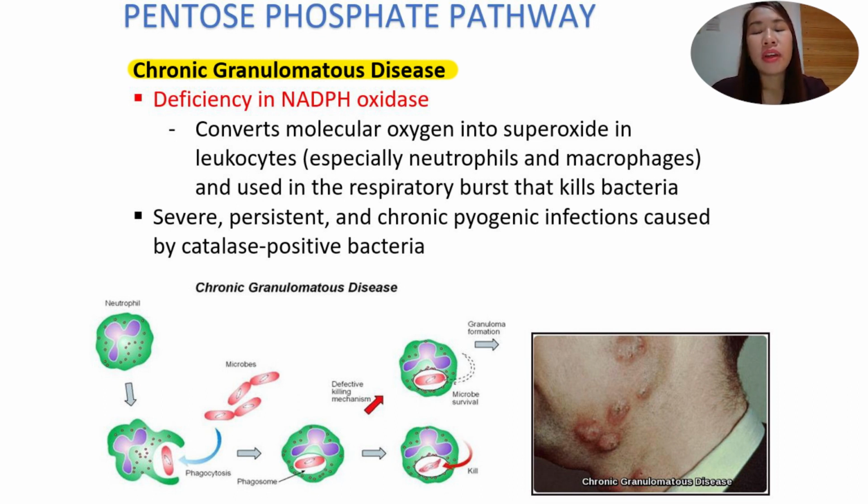The white blood cells continue to engulf the bacteria, but because of the deficiency in NADPH oxidase, it cannot kill the bacteria through the oxygen-dependent pathway. So what happens? It cannot convert molecular oxygen into superoxide in leukocytes and use the respiratory burst to kill the bacteria. So since we cannot kill the bacteria, what happens is we have severe, persistent, and chronic pyogenic infections caused by catalase-positive bacteria. Hindi yan namamatay.